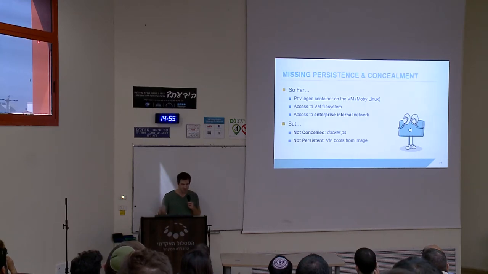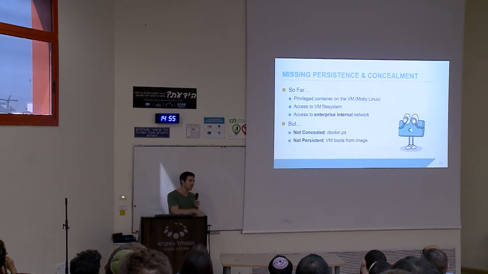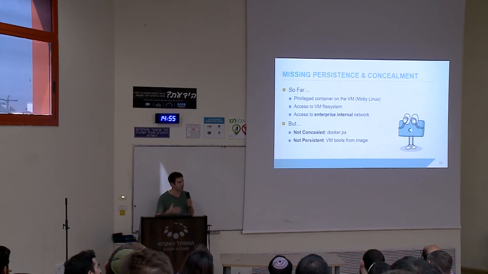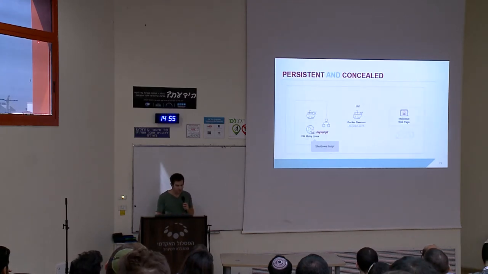And we're not persistent, because if you turn off the Docker daemon, or if the machine turns off the Docker daemon, when the Docker machine boots up again, it loads from an image. So whatever is left on the machine will be deleted. Everything except, of course, the state of Docker. So how do we make this also persistent and concealed?